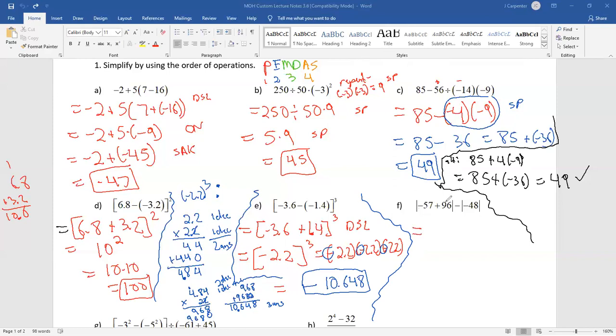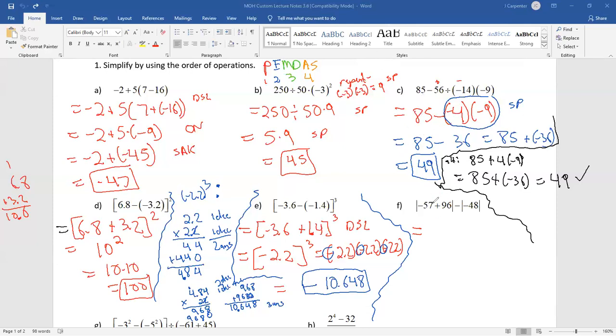We got negative 57 plus negative 96 in absolute minus absolute negative 48. Absolute values count as parentheses, but the second one doesn't have anything to do inside of it, so it's only the first one that's really going to count as a parentheses. So we need to focus our attention on this first, the negative 57 plus the 96.